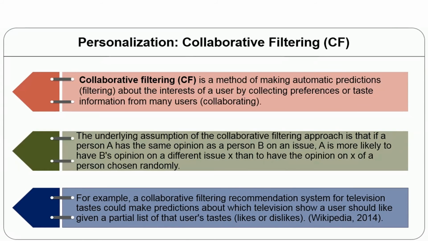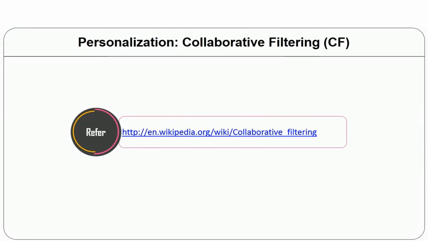For example, a collaborative filtering recommendation system for television taste could make predictions about which television show a user should like, given a partial list of the user's likes and dislikes. So this kind of personalization, collaborative filtering, is there for personalization. You can read more on this from Wikipedia. There is a collaborative filtering page, and see the image in Wikipedia that shows an example of predicting user ratings. It's very interesting to watch the picture. Since it is available in Wikipedia, I'm not showing it here.